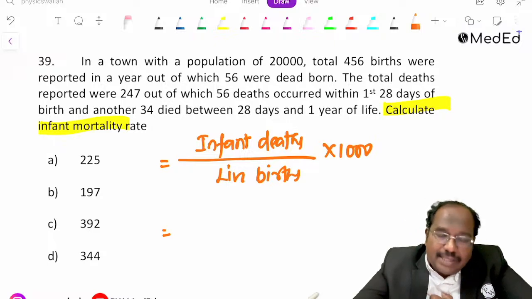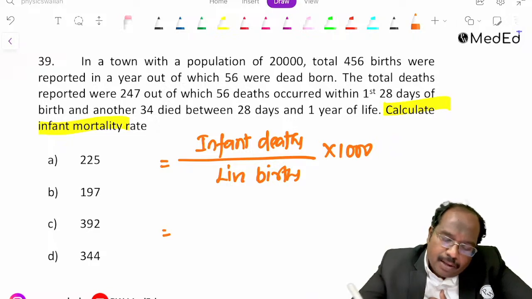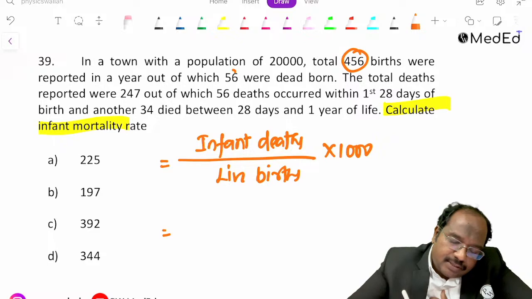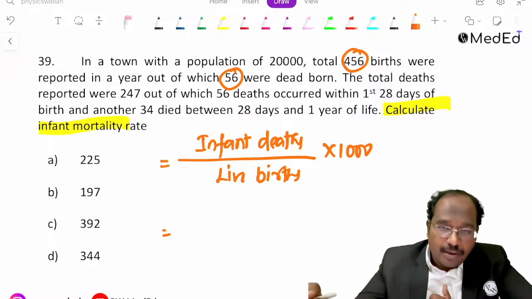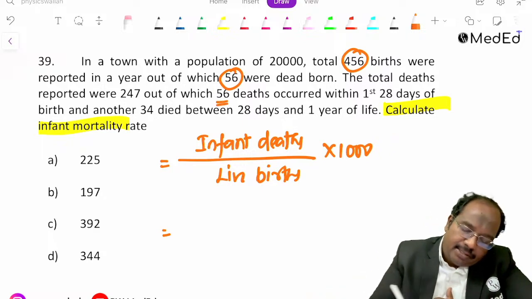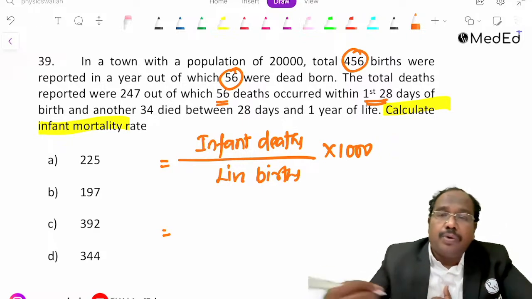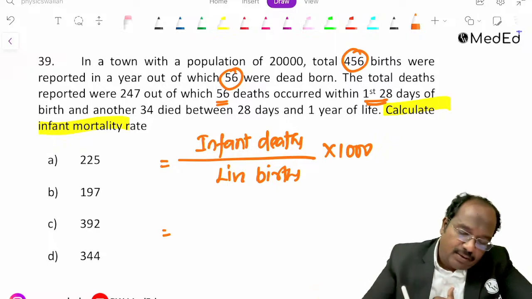Now, what is infant? Infant means 0 to 1 years. We'll see the question. There were 456 births, out of which 56 were dead born. That means out of 456 births, 56 were stillbirths. Now, the total number of deaths reported were 247, out of which 56 deaths happened in the first 28 days. So the neonatal period is 0 to 28 days, so that is 56 deaths.